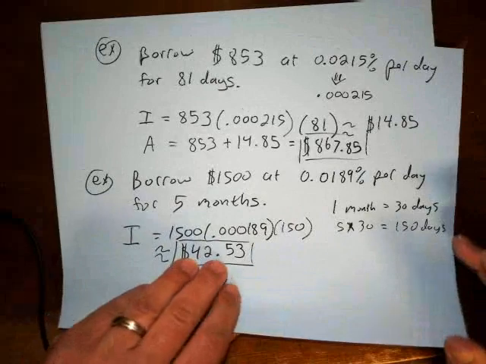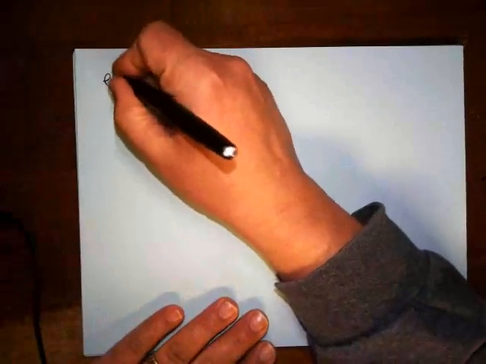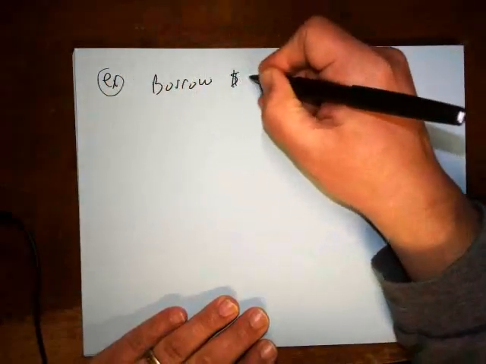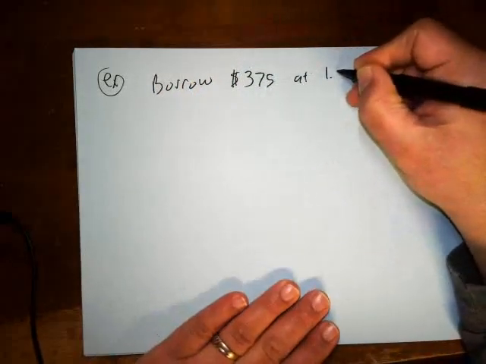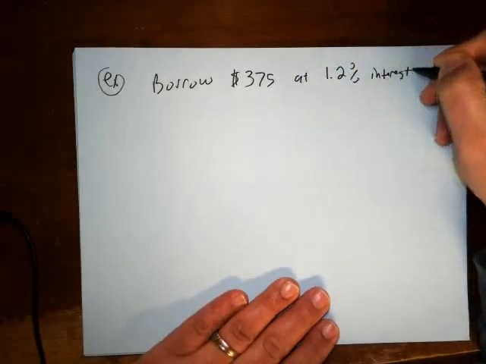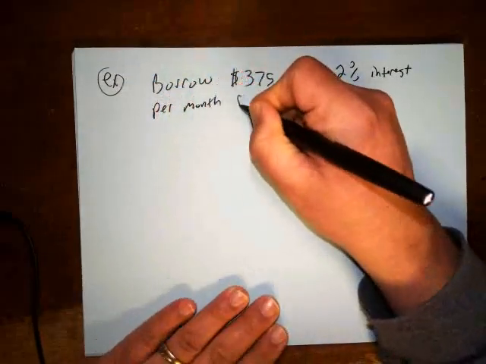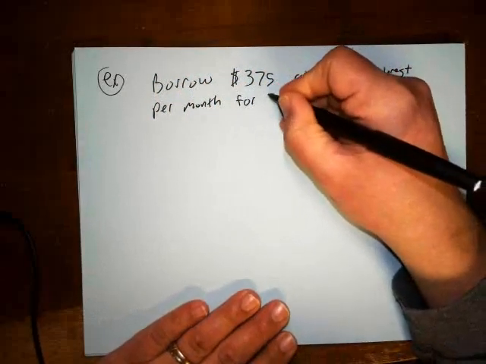So let's just do a couple more. This time we'll do a monthly interest rate. Okay, and we'll do them where we have to convert. So let's say we borrow $375. We'll say at 1.2% interest per month, and we'll say I do this for, we'll say 5 years.